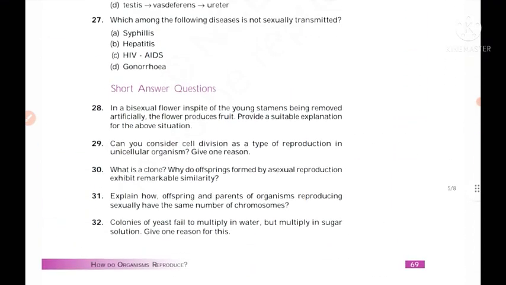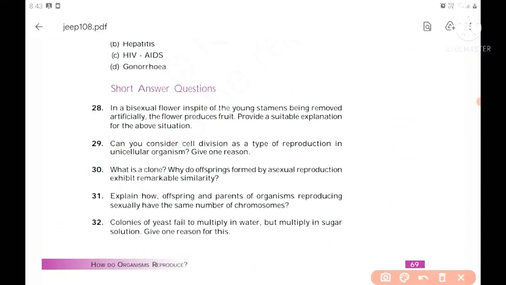Here we go with our first question. 28. In a bisexual flower, in spite of the young stamens being removed artificially, the flower produces fruit. Provide a suitable explanation for the above situation.